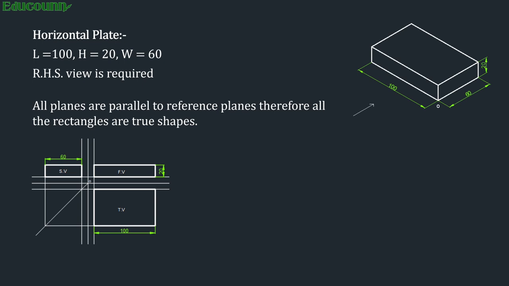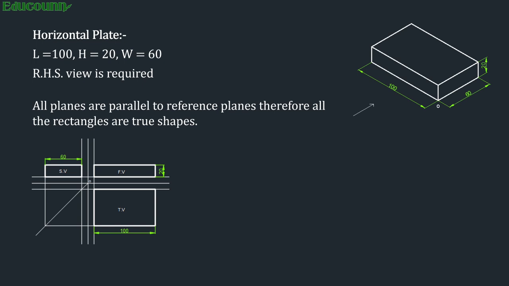So now you can see the solution of this problem in the figure. It shows front view, side view and top view in the form of true shapes as rectangles. After doing this, add the dimensions to those views. That is, height 20 is given in the front view, 100 length is given in the top view and 60 width is given in the side view, and make the required rectangles dark now, as they are the outlines of the surfaces seen in each view. So this is the first problem, that is the horizontal plate.